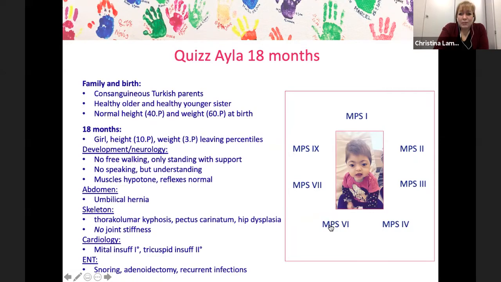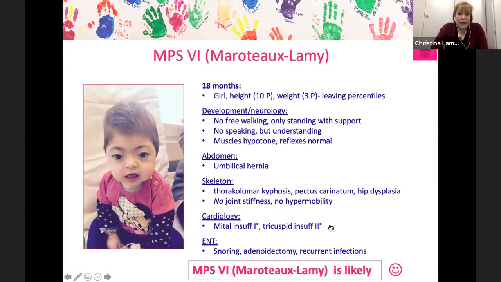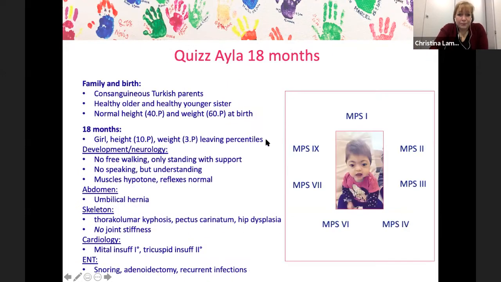But how about MPS 6? Actually, MPS 6 has no cognitive involvement. So there are no types of MPS 6 with a cognitive involvement or cognitive decline over time. The coarse face and the skeletal involvement and the cardiological involvement, also the ENT, is quite often seen in young children with MPS 6. So actually MPS 6 is quite likely in that patient.